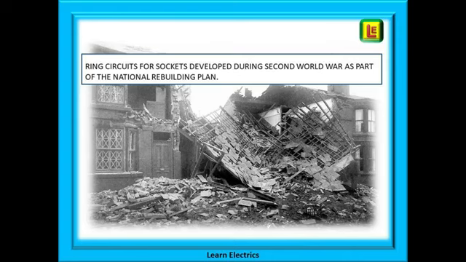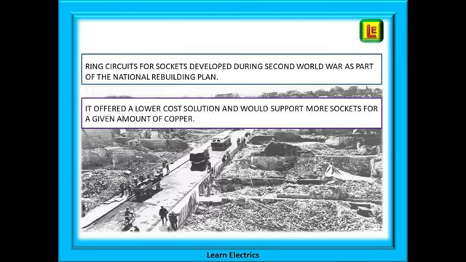Let us think about why we have ring circuits for a moment. Ring circuits were developed towards the end of the Second World War. Knowing that there would be a need for a massive house rebuilding programme after the Blitzes, a government think tank looked at the most efficient and cost-effective way to install electrical circuits in the new houses. It was suggested by the think tank that installing socket circuits as a ring offered a lower cost solution and would support more sockets for a given amount of copper.